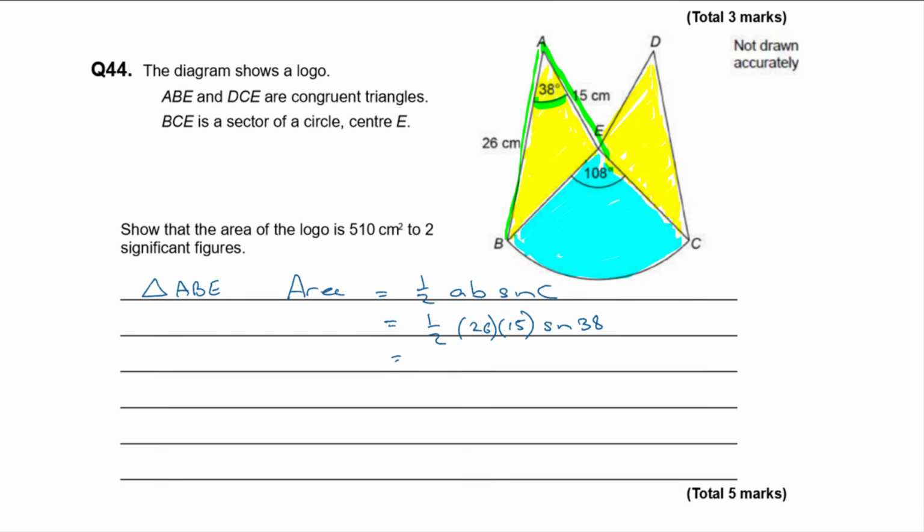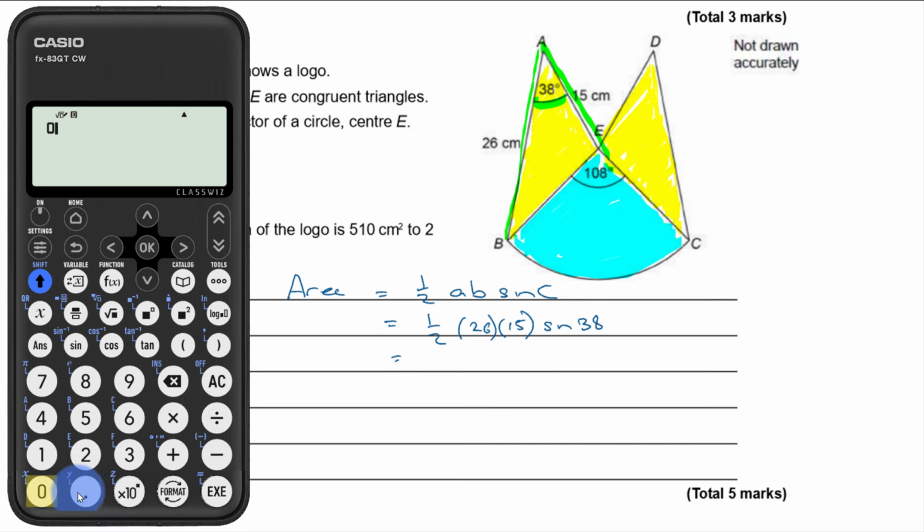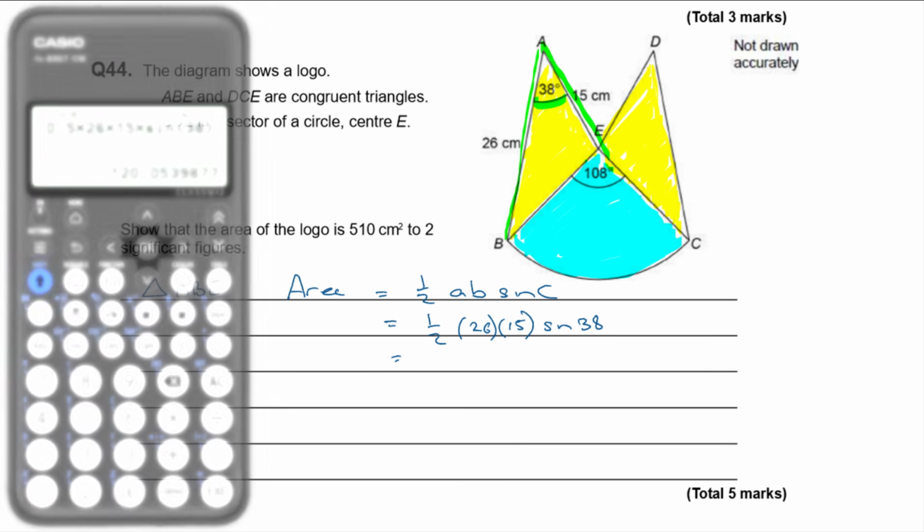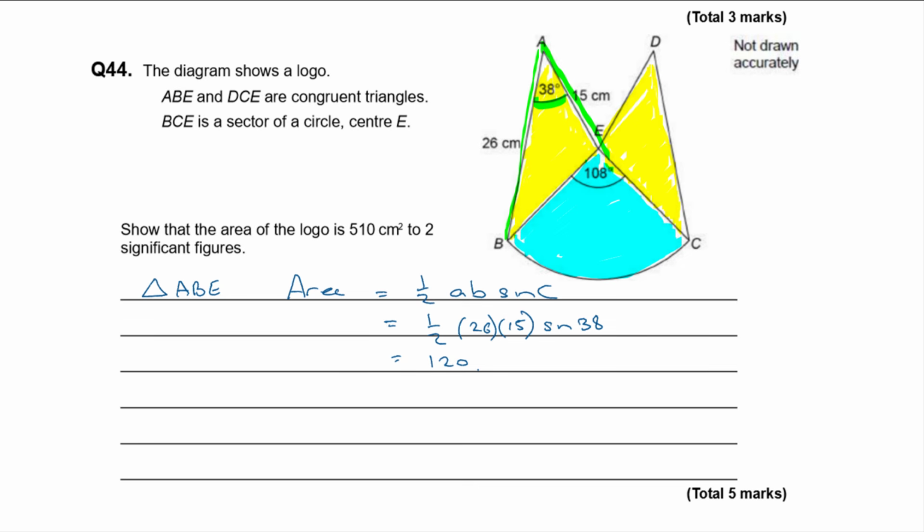So tapping that carefully into the old calculator. So half times 26 times 15 times the sine of 38. Now that comes to 120.05. I'm going to just round that off to 120.1. And then I've got the area of the sector. So sector BEC.